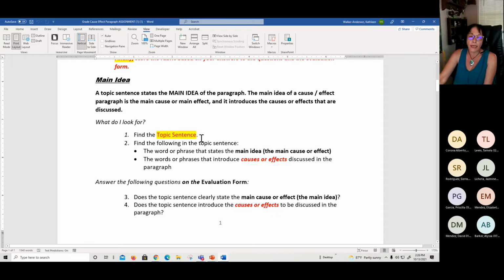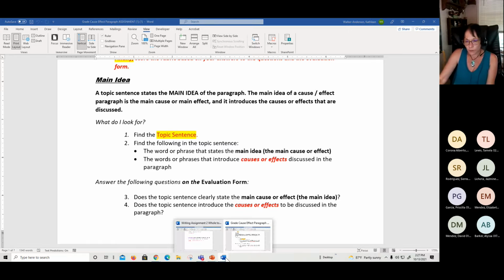It's already annotated, so you're just going to the paragraph and looking for something highlighted in yellow that's red. And it says to find the topic sentence, the word or phrase that states the main idea, the main cause or effect, so that it's going to be annotated, and the words or phrases that introduce causes or effects. Okay, so let's go to the example paragraph.